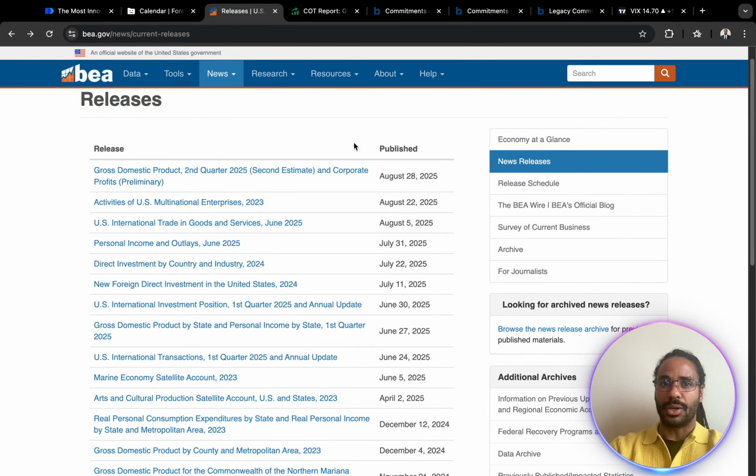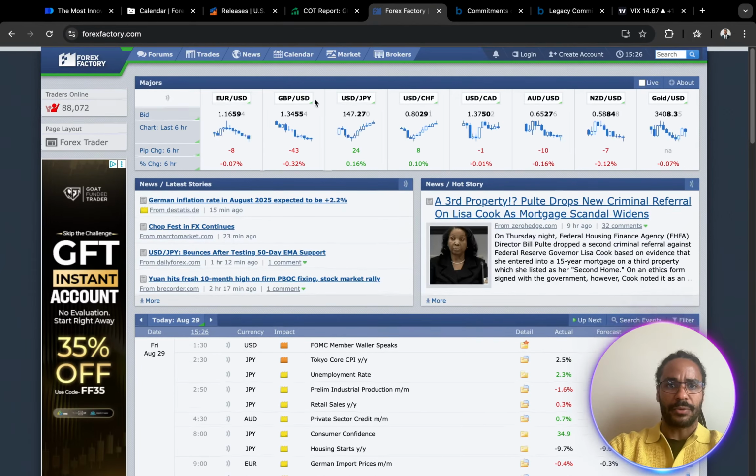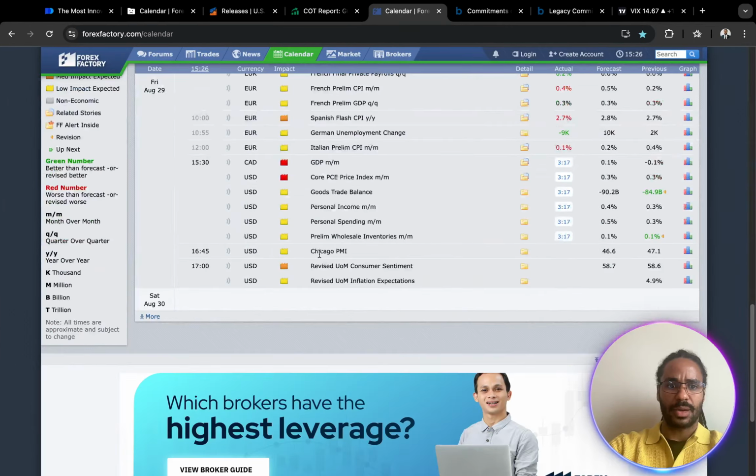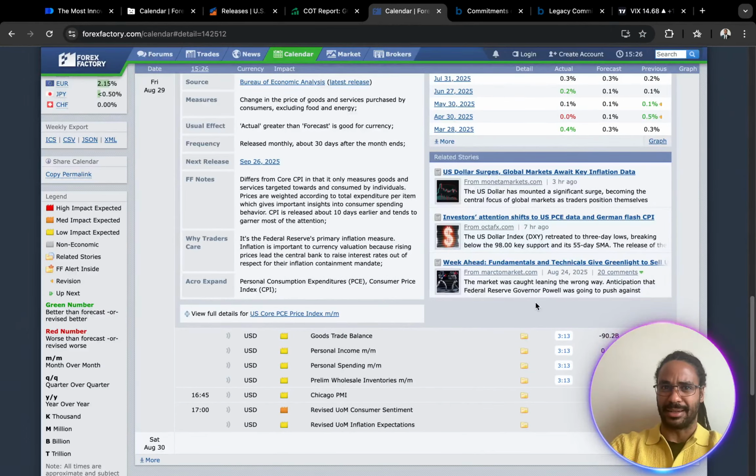Okay, now don't just trade the headline, all right? If I open for you this economic calendar again, where are you? So there we have it. If we check the calendar right now, we can see just 3 minutes left. So don't just trade the headline, guys.